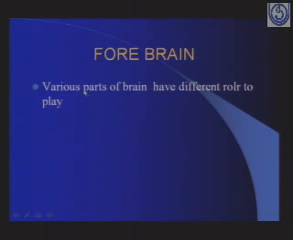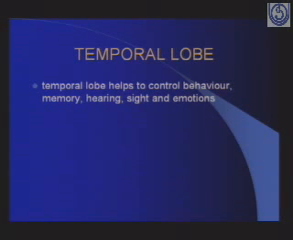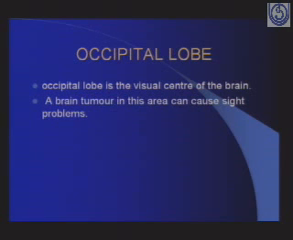And the various parts of the brain have different roles to play. The frontal lobe controls personality, thought, memory and behavior. The temporal lobe helps to control behavior, memory, hearing, sight and emotion. The occipital lobe is concerned with vision. The visual center is situated in the occipital lobe.